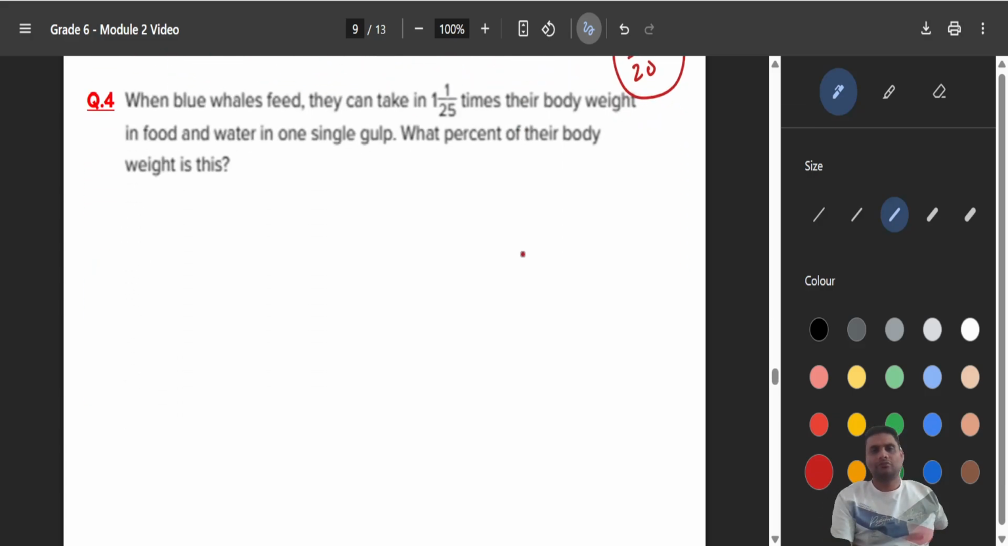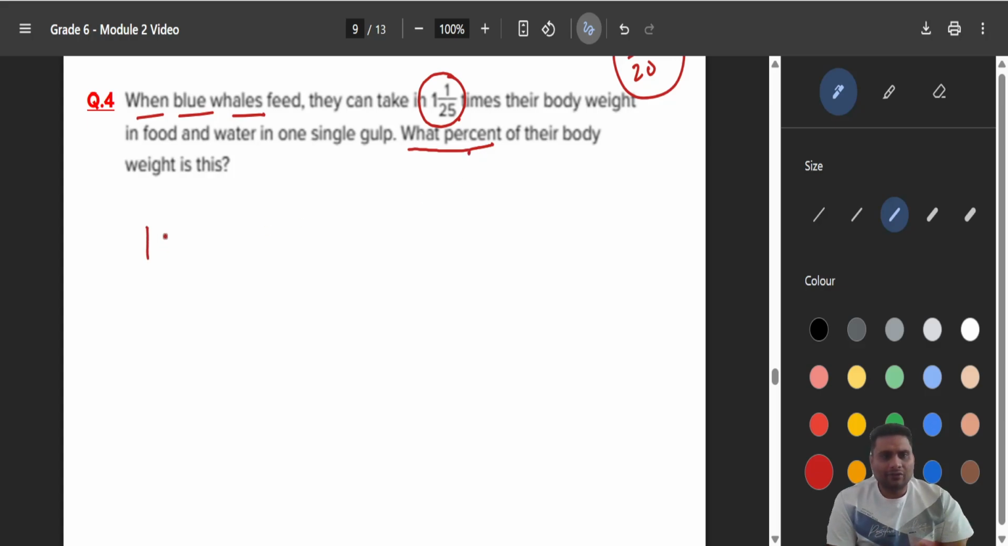Now, last question of this lesson. When a blue whale feeds, they can take in 1 and 1 over 25 times their body weight in food and water in a single gulp. Okay, when the whale is eating, when it is feeding, it can take 1 and 1 over 25 times its body weight of food inside at one time. So he wants to represent it in the form of a percent. So yani we have to change this mixed number into percent.